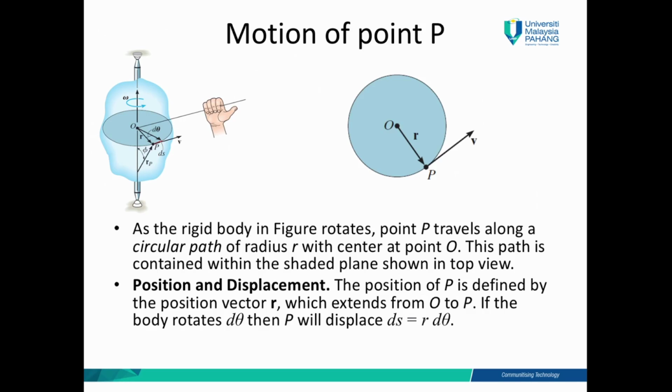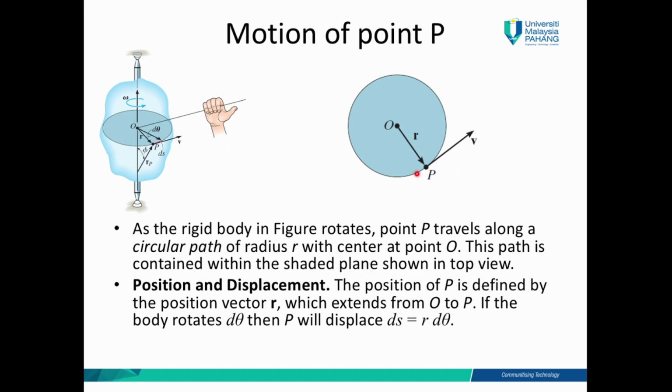Okay, so we have discussed angular acceleration, angular displacement, and angular velocity. But now we're trying to find the relationship between all those three, angular displacement, velocity, and acceleration, and the actual displacement, velocity, and acceleration of a point on a rotating body.